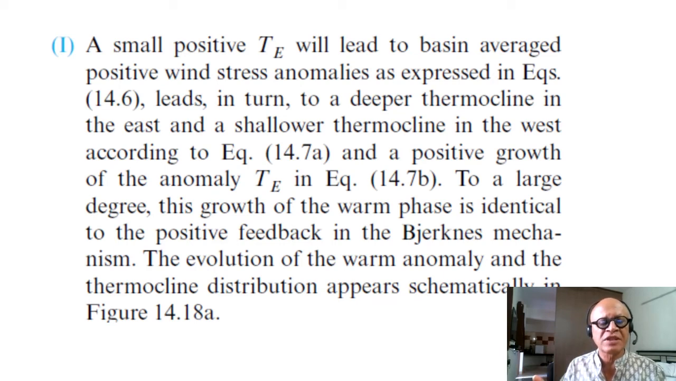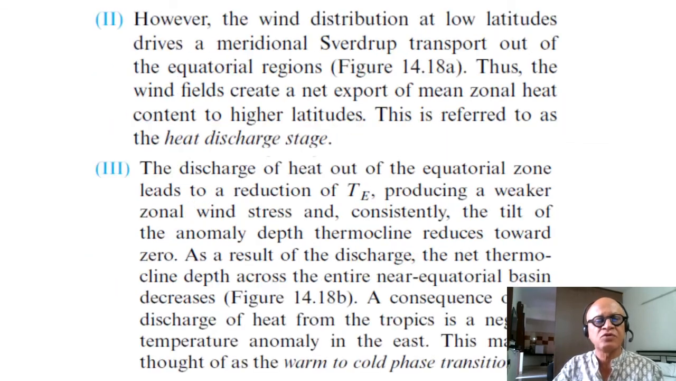Evolution of the warm anomaly and the thermocline distribution appears schematically in the figure that we will look at in a minute. However, the wind distribution at low latitude drives a meridional spread of transport out of the equatorial region, which we will see in the figure as well. So it's not just the waves. Here we are actually including ocean dynamics in terms of the rate of transport. Thus the wind fields create a net export of mean zonal heat content to higher latitudes. So this is the heat discharge process.